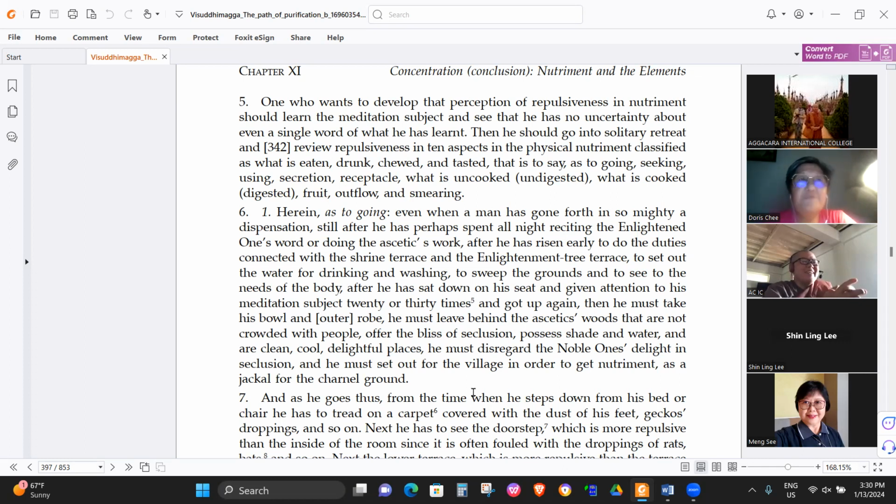Yeah, just a short summary. What's the meaning of "as going" here? Yeah, that means his preparation to go for his alms rounds. So after preparation, everything, then he will leave the place and he'll go to the village to get food.